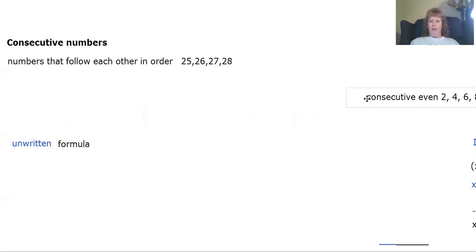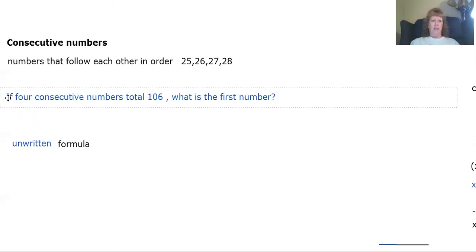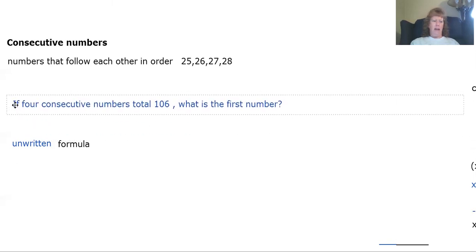So let me move that back out of the way for a minute. We're going to look at a consecutive even or odd number problem in the next slide. But in this problem, we're going to be looking at a problem with just consecutive numbers. So if 4 consecutive numbers total 106, what is the first number?